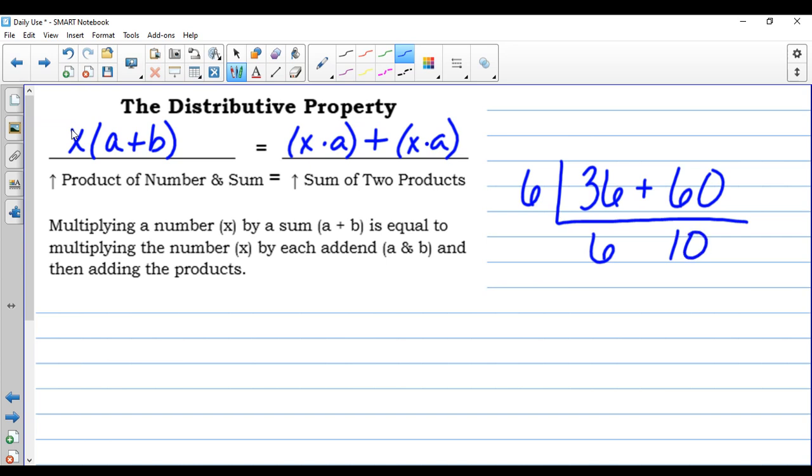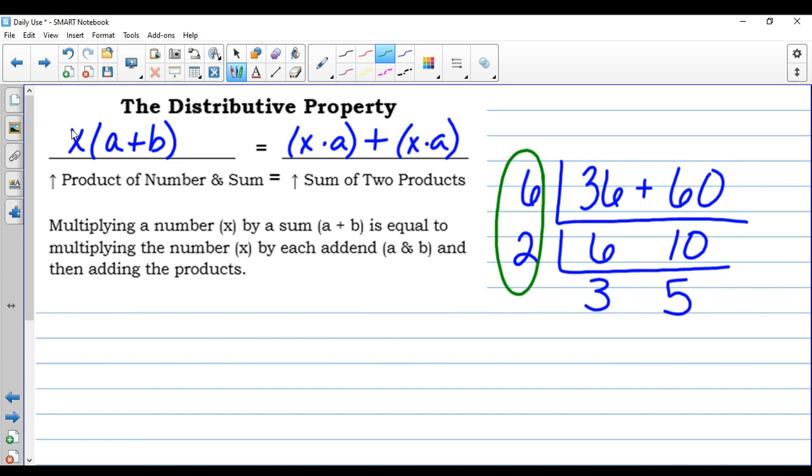Now I look at 6 and 10 and I ask myself the same question. Are both of these numbers divisible by another number? Do they have a common factor? And they're both even, so they're both divisible by 2. Now, 6 divided by 2 is 3, and 10 divided by 2 is 5. When I look at these two factors, I know that they don't have any other common factors except for 1. And when I get to the point where the only common factor is 1, I know that I'm done.